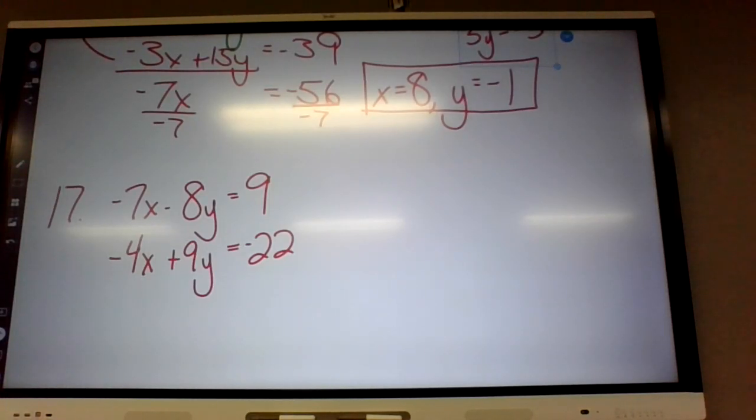Or negative 4 on the top. Yeah, when you multiply negative by negative, you get positive, so this will become positive 2x.